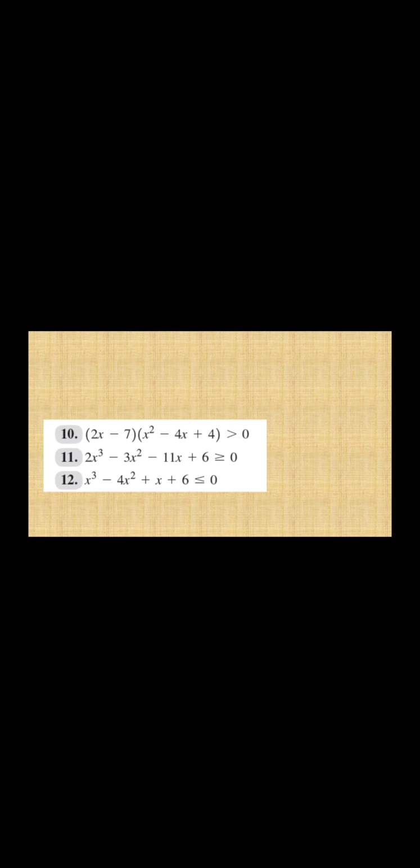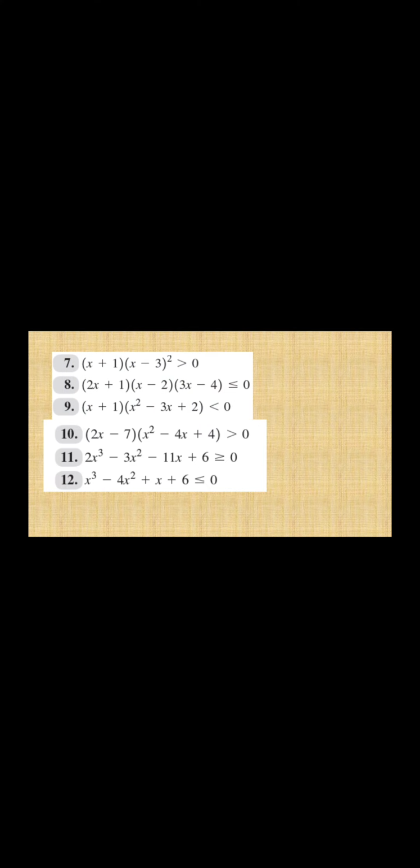Another question: complete the factoring if needed and solve the polynomial inequality using a sign chart and support it graphically. So here you have to use an algebraic solution using a sign chart. These are questions from 7 to 12.